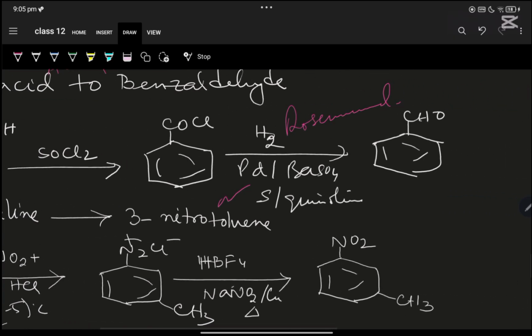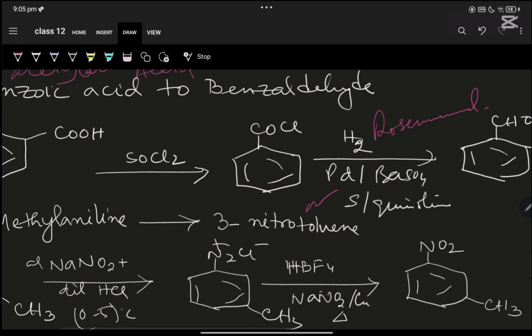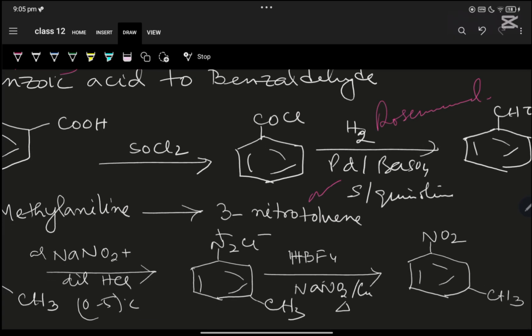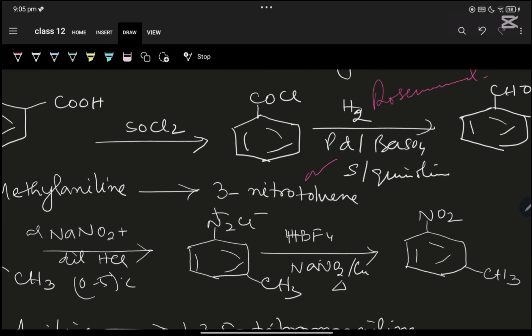Suppose there was the conversion benzene to benzaldehyde. You convert it to toluene and then do ETAD, or you can directly do it by Gattermann-Koch. But here again, you can take the help of Rosenmund. You convert it to C6H5COCl and then do Rosenmund.